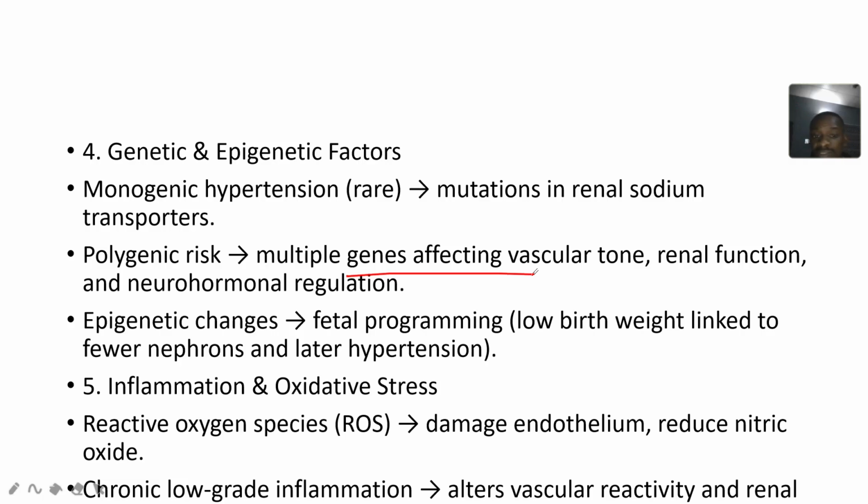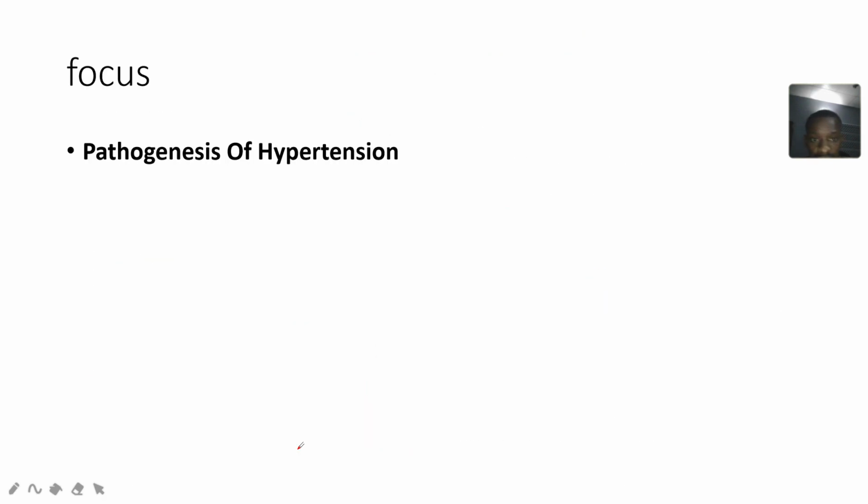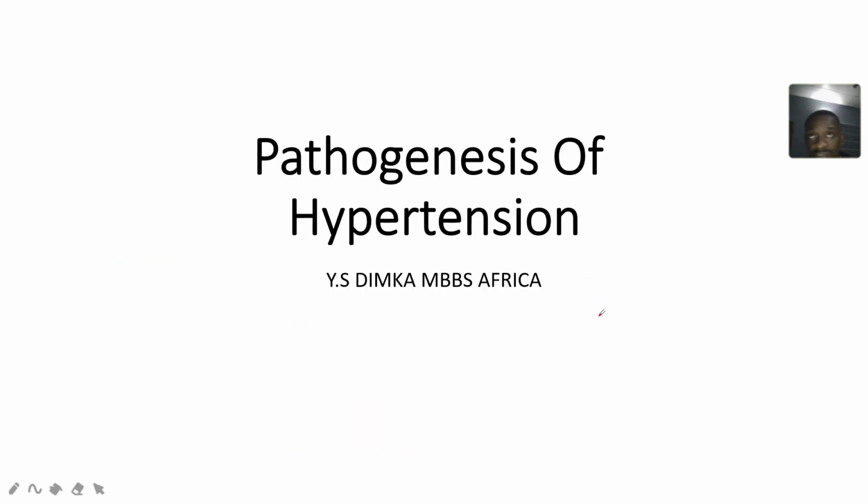Then we have epigenetic changes where we have fetal programming, you know. So low birth weight leads to what? Fewer nephrons in you, and there's a likelihood of you having hypertension later. Also, inflammation and oxidative stress are there, where reactive oxygen species damage the endothelium and reduce nitric oxide. Okay, so I think this is what we have for the pathogenesis of hypertension.